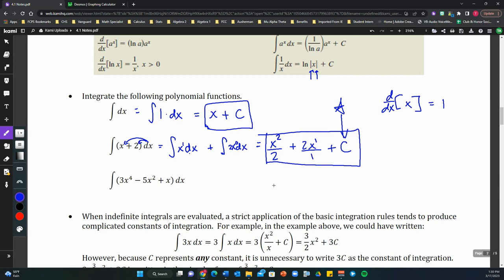If you're supposed to have plus c and you don't, that will cost you on assessment. So make sure that you guys have that in there. It is extremely important.